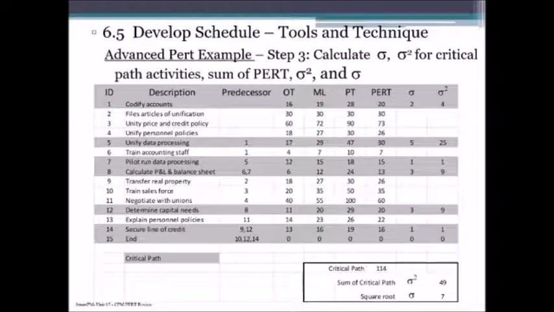For those items on the critical path, let's turn to step 3. We're going to calculate the sigma. We're going to square the sigma for those critical path activities, and then we're going to sum up the PERT, the sigma squared, and the sigma. In this case, the PERT is 114. The sum of the critical path sigma squared is 49, and we square root that, value of 7.